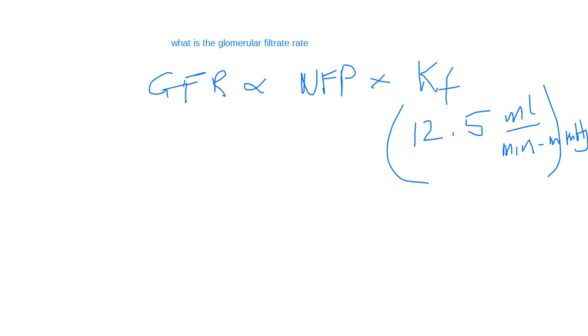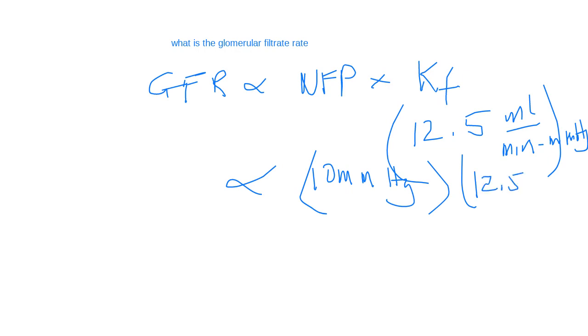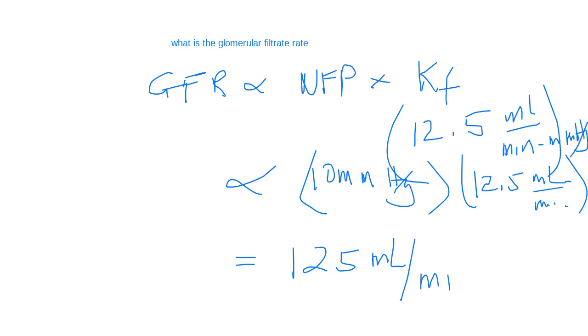So what that means is that if you take 10 millimeters of mercury times the coefficient, 12.5 milliliters per minute, the millimeters of mercury cancels out. Glomerular filtration is roughly about 125 ml per minute. That's a good number to know.